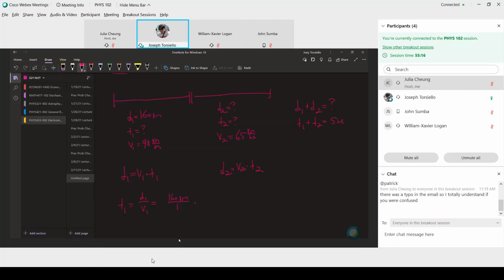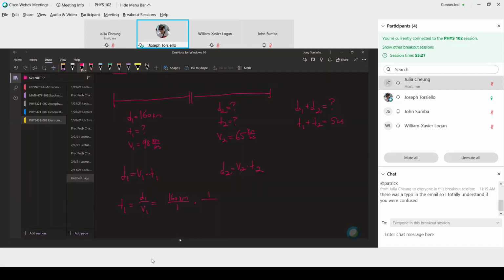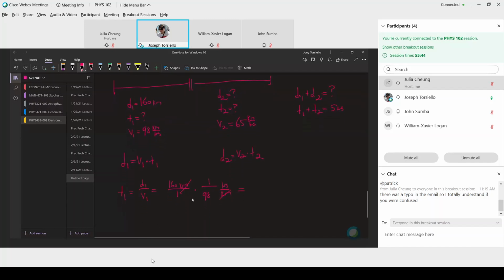So 160 kilometers over 1 times 1 over 98 kilometers per hour. I guess we can move the unit like that, so it'd be hours per kilometer. Then you cancel those out, and you are left with hour. Honestly, at this point it may just be better to divide the two numbers rather than even worry about the units, because you'll know that it's going to be in time as long as the units are the same. You're still working with kilometer and hour.